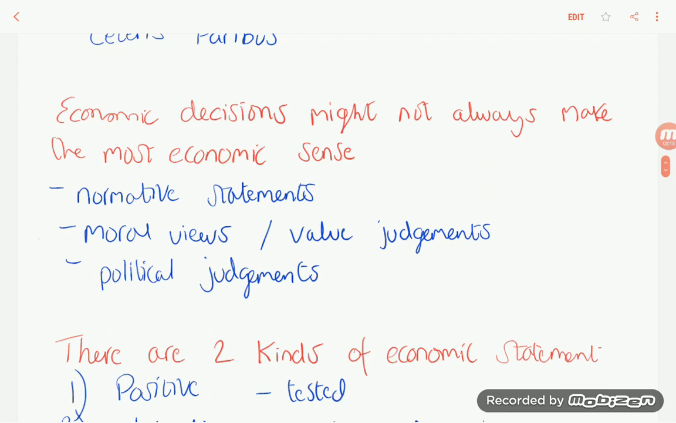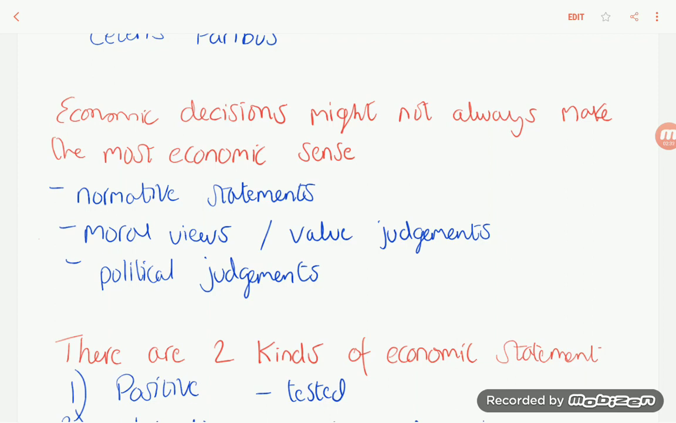Economic decisions might not always make the most economic sense. Because governments deal with real people, you have to keep in mind that the decisions made by individuals, firms or governments will often be based on opinions and judgments.